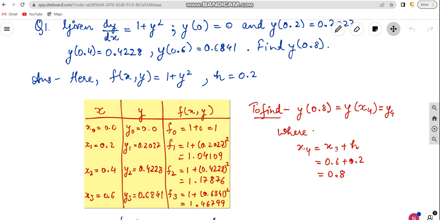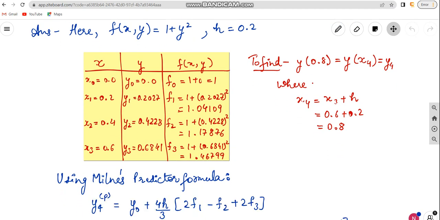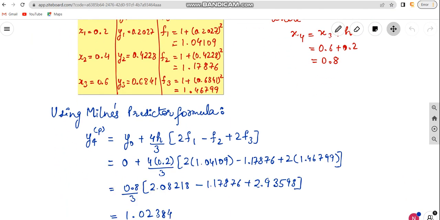So first of all, what is given to us? The h is 0.2. So y at 0.8 is nothing but y4, and f of x,y is given to be 1 plus y square. So in this table, I have already calculated the f0. F0 would be f of x0 comma y0. F1 would be f of x1 comma y1. So you just have to fill all the values in the f of x,y, and you can make this table and find your f0, f1, f2 and f3. Now, after you have found all these values, it is very easy to just fill the values in the formula.